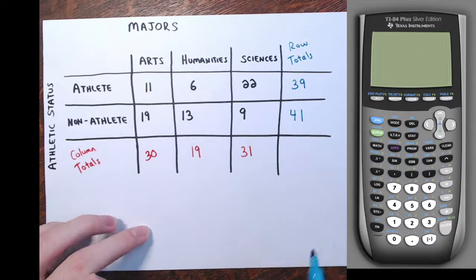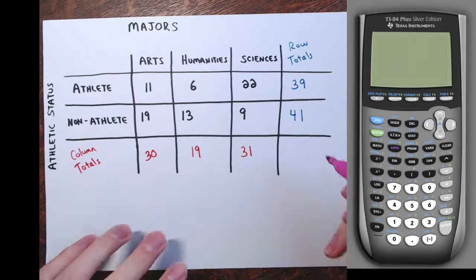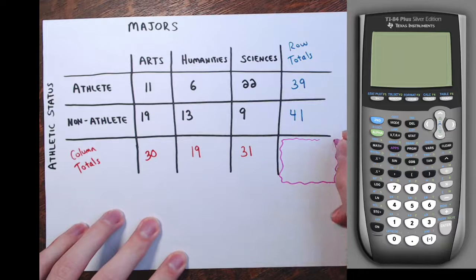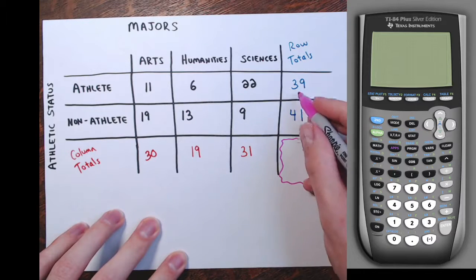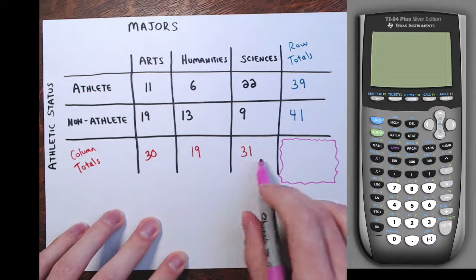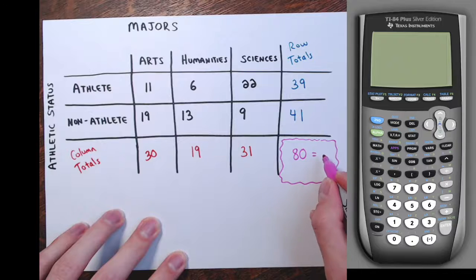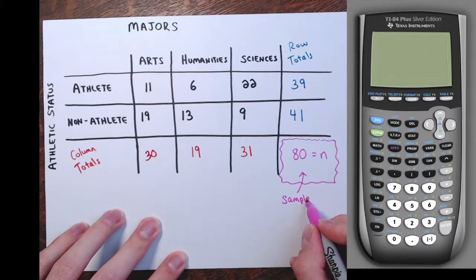All right, and then in the lower right corner, you have the total sample size, right? The total number of students that were surveyed here. So in this lower right corner, this is a totally separate number. If you add the row totals, you get 80. If you add the column totals, you get 80. Right? So there were 80 students in this survey, and this is usually given the lowercase n. Right, this was our sample size.